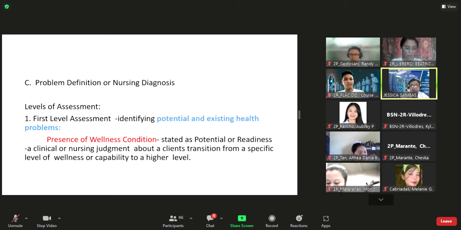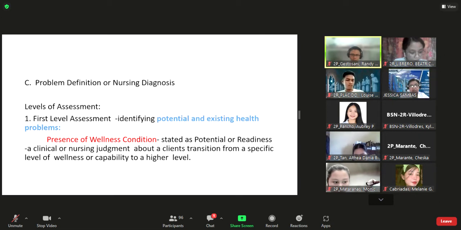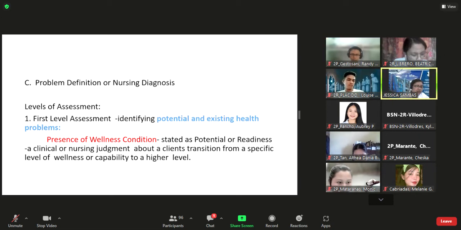So agad-agad, di ba, makakapag-identify ka na ng problem. Based on the list, if you have your typology, the problem would be, kita ninyo, inadequate living space, diba? So, ang pagka-state po niyan, okay, poor home condition, specifically inadequate living space, as a health threat. Okay? Ganun po siya.